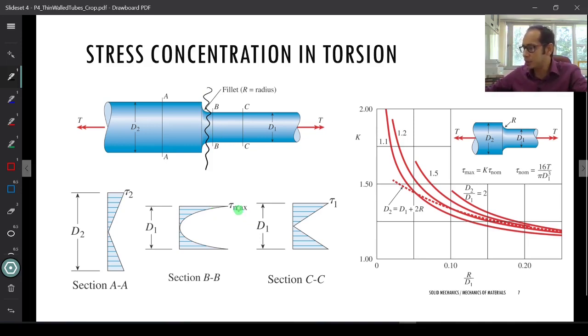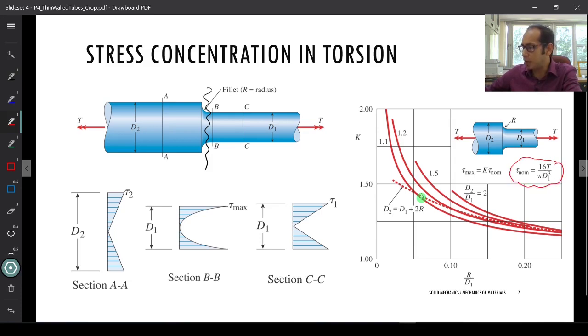So in these regions you will have this tau max. Now remember that for the axial cases we also looked at similar charts, right? This chart simply tells how the maximum stress looks compared to the nominal values. So here the nominal value is computed for this one. You can compute the nominal value for D2 as well, but these charts are typically developed for the smaller diameter. So for this one, the smaller diameter is D1, and this is the nominal value that you have.